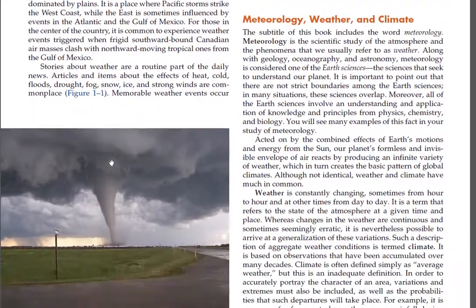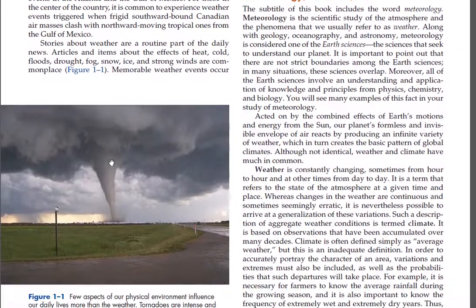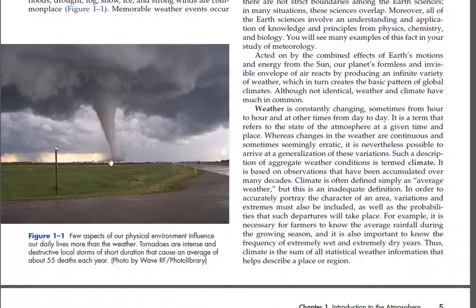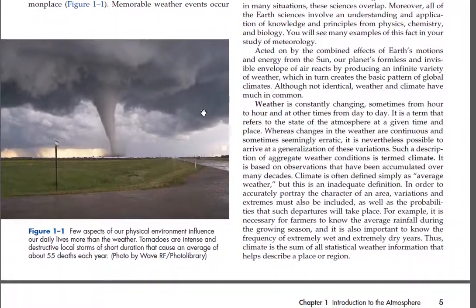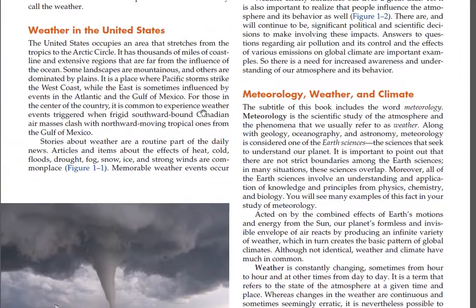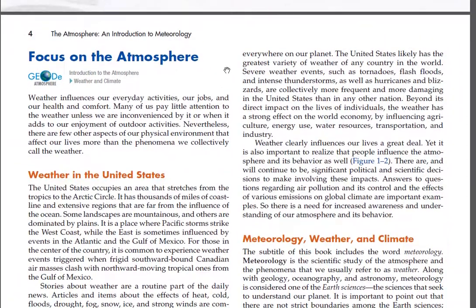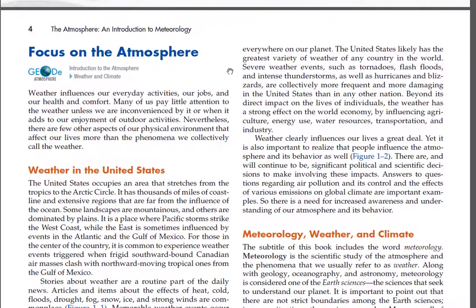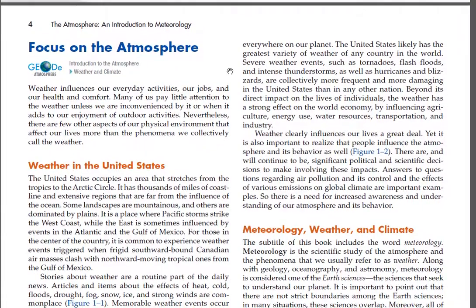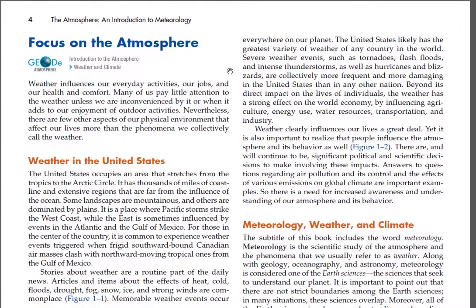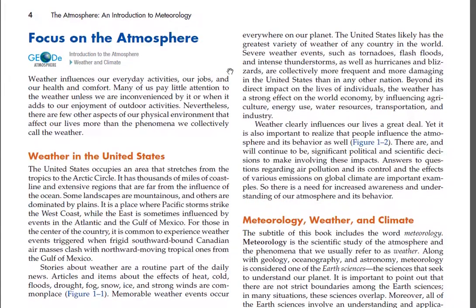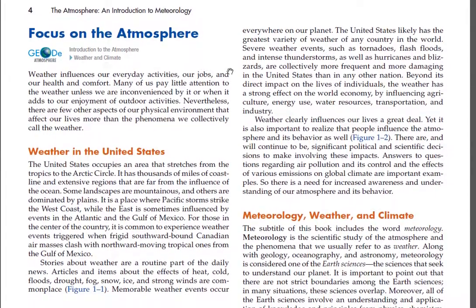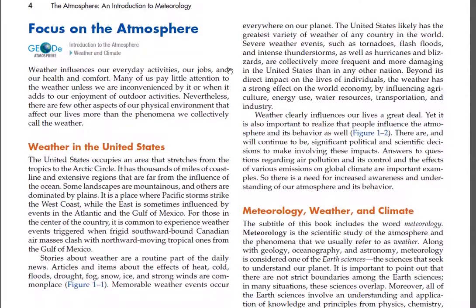Memorable weather events occur everywhere on our planet. The United States likely has the greatest variety of weather of any country in the world. Severe weather events, such as tornadoes, flash floods, and intense thunderstorms, as well as hurricanes and blizzards, are collectively more frequent and more damaging in the United States than in any other nation.